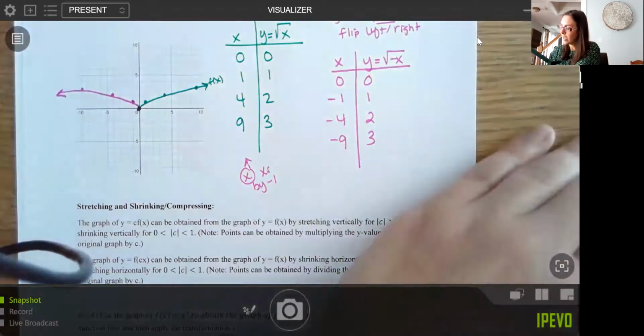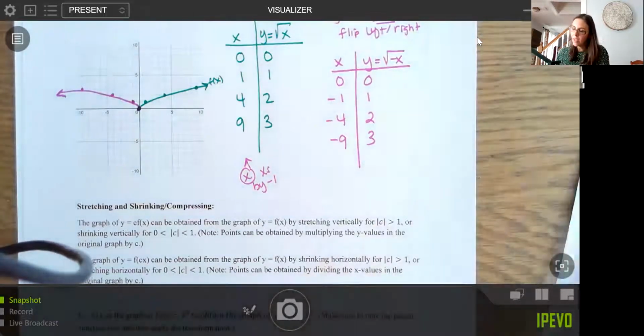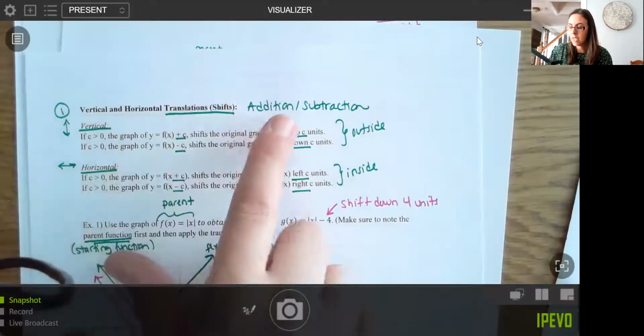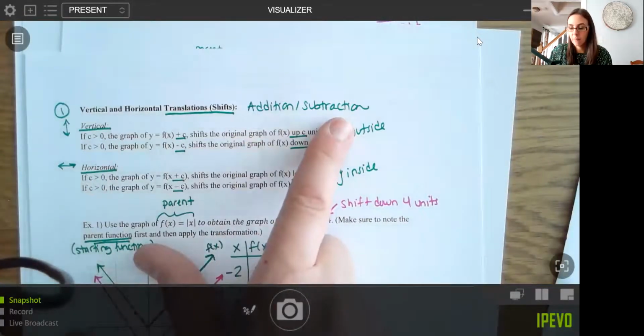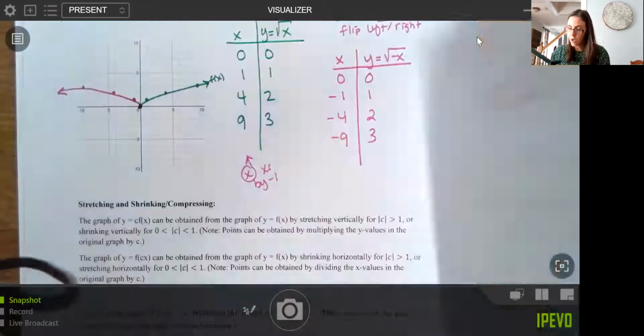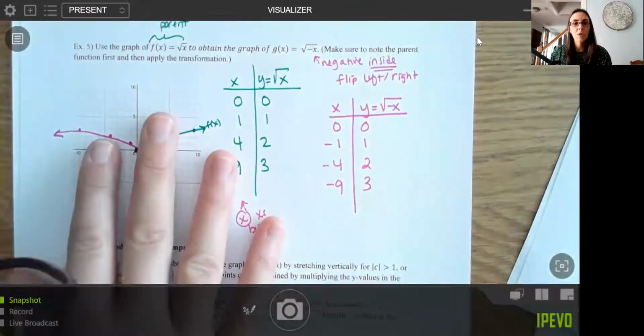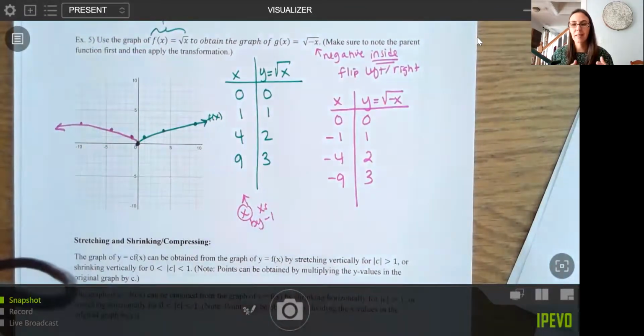So far, just to kind of recap, we have our shifts. So for shifts, you're always going to see addition or subtraction changes. And then we just saw our reflections. And for reflections, you're always going to see some sort of negative. So you're multiplying something by a negative, and that's going to be your reflection.